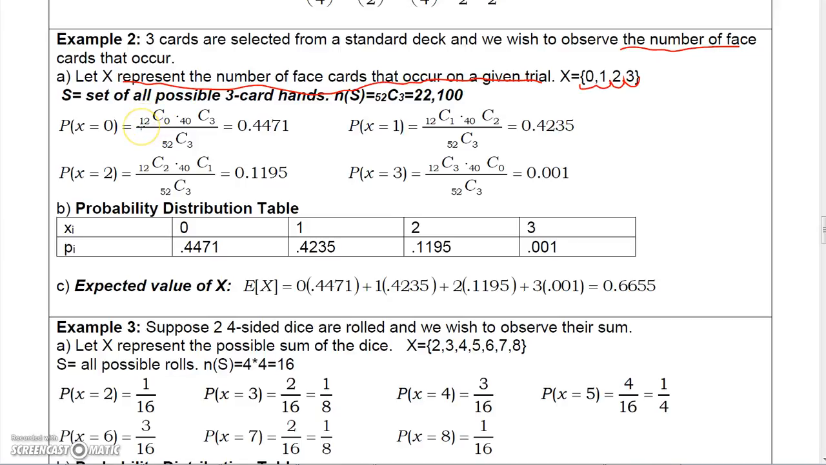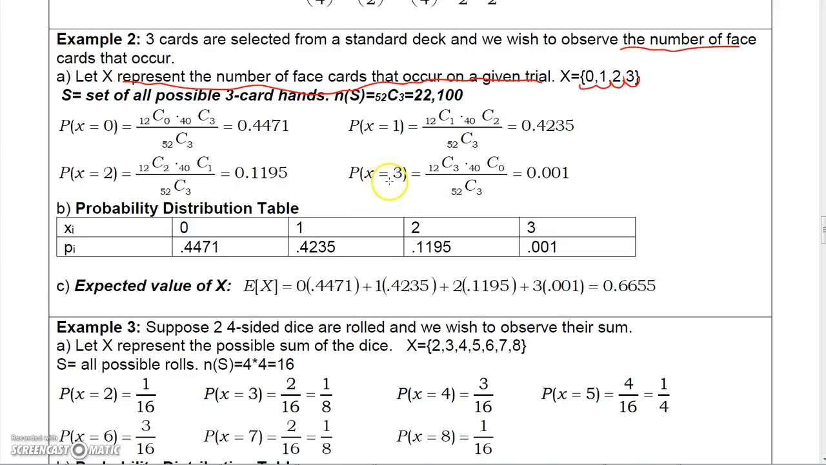The probability of getting no face cards would be out of 12 face cards, choose none, and out of 40 non-face cards, choose 3, out of 52, choose 3 three-card hands. Calculating this on a calculator, you get 0.4471. The probability of getting 1 face card would be 12 choose 1, 40 choose 2, out of 52 choose 3, which is 0.4235. The probability of getting 2 face cards would be 12 choose 2, times 40 choose 1, over 52 choose 3. And that's 0.1195.